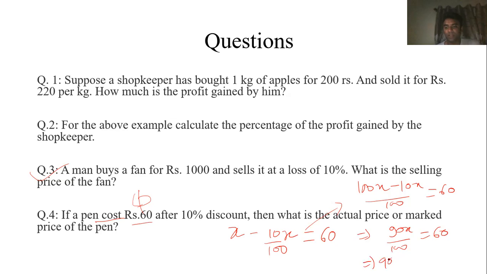Now this should be 90x equal to 6000. So x would be 6000 by 90. The 0 with the 0 will get cancelled out. This will be 200, this will be 3. So the answer would be 200 by 3.